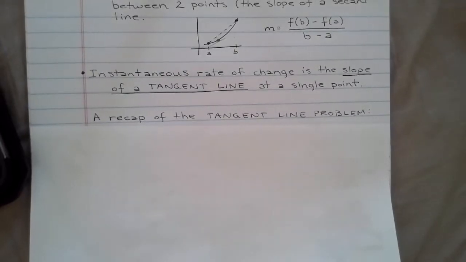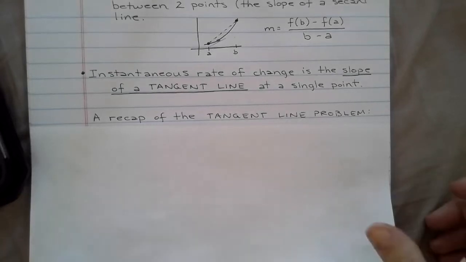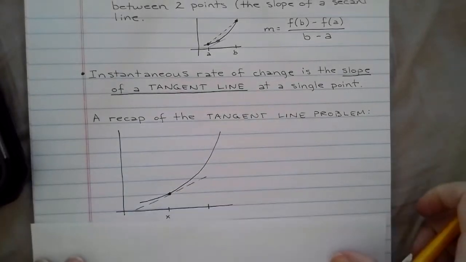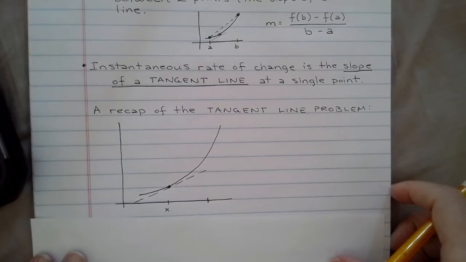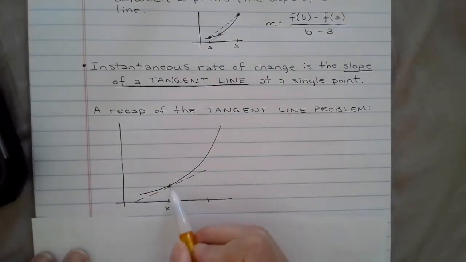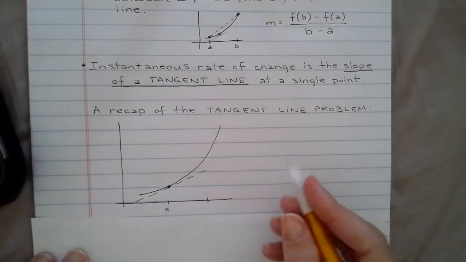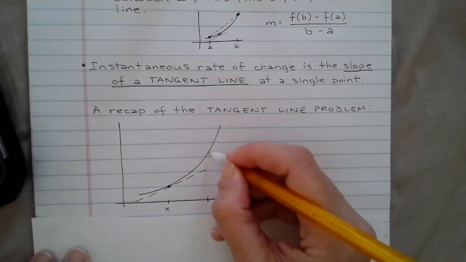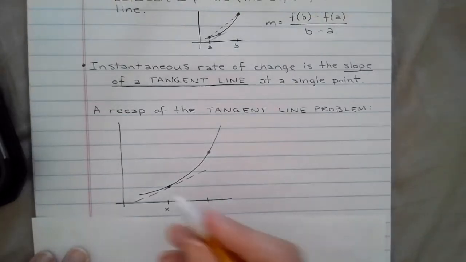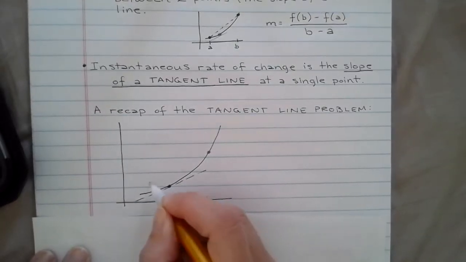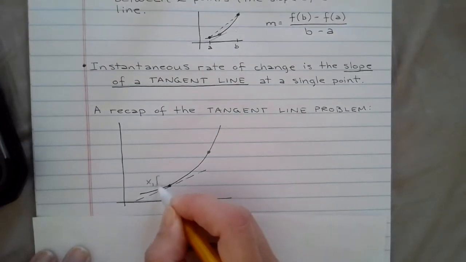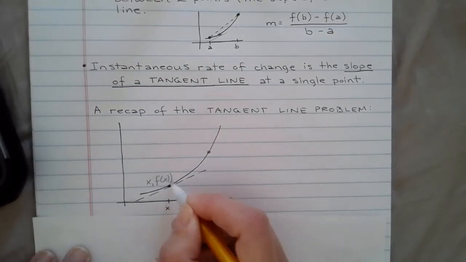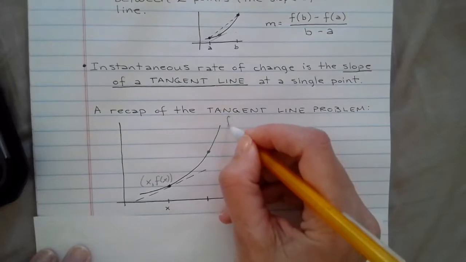And we did talk about this tangent line problem, so we're just going to do a little recap here. I'm going to draw a graph, and if I want to find the slope of this tangent line, I'm going to use a little trick. I'm going to get 2 points. There we go. And this is going to be the point right here, the point x, and then whatever f of x is, right? Whatever my function value is, this will be my function f.